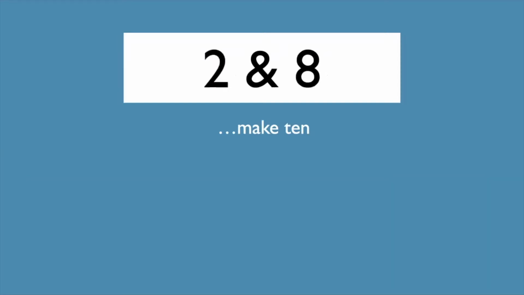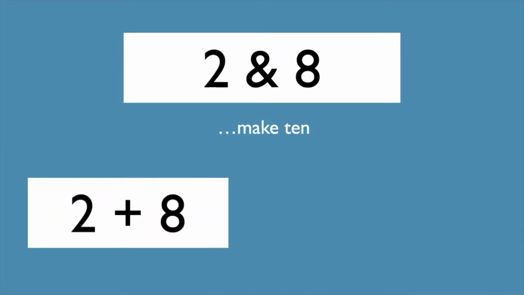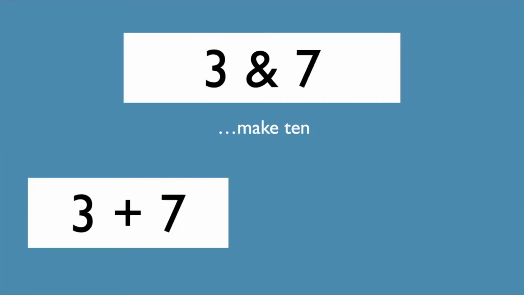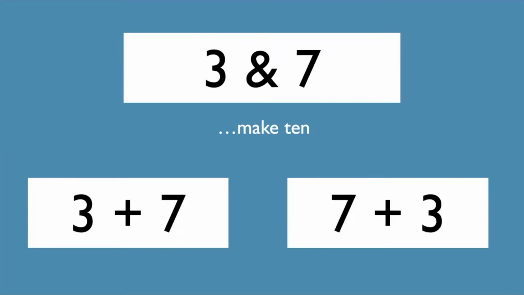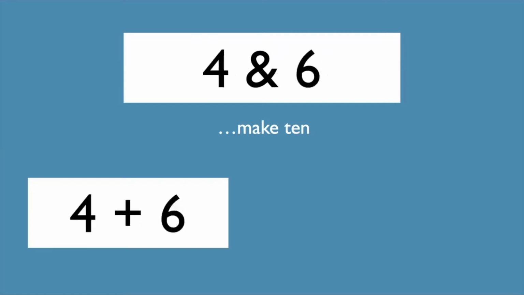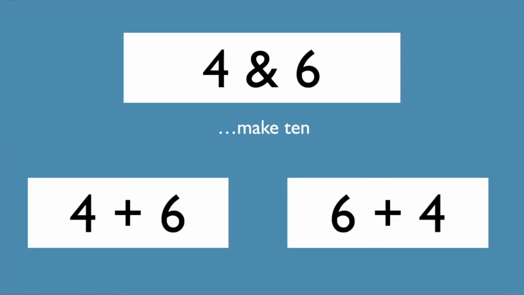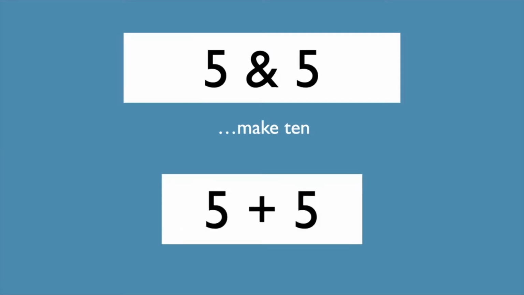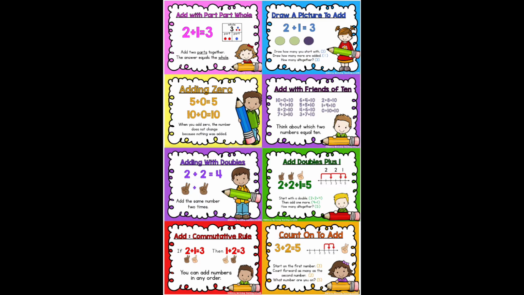2 and 8 make 10. Add them both ways. 2 plus 8, 8 plus 2. 3 and 7 make 10. Add them both ways. 3 plus 7, 7 plus 3. 4 and 6 make 10. Add them both ways. 4 plus 6, 6 plus 4. 5 and 5 make 10. Add it one way. 5 plus 5 equals 10.